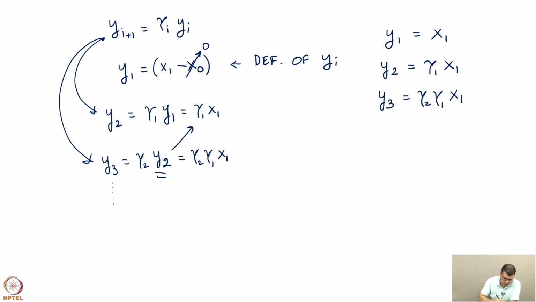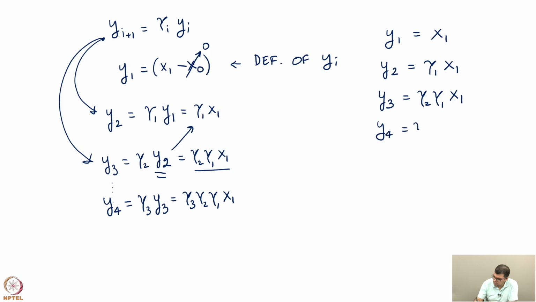I can keep on going. Maybe let us do one more. We get y4 as equal to gamma 3 y3, but y3 is just equal to gamma 2 gamma 1 x1. So, I get y4 is equal to gamma 3 gamma 2 gamma 1 x1, and so on and so forth.